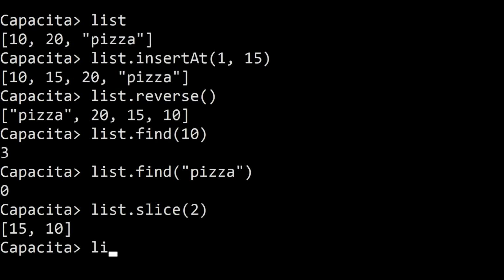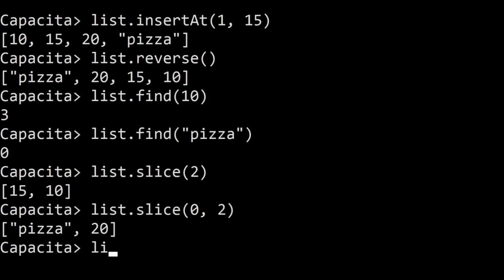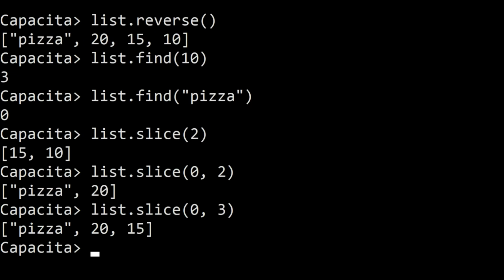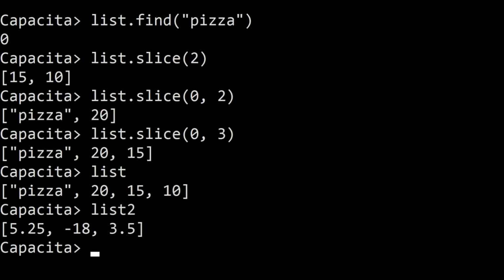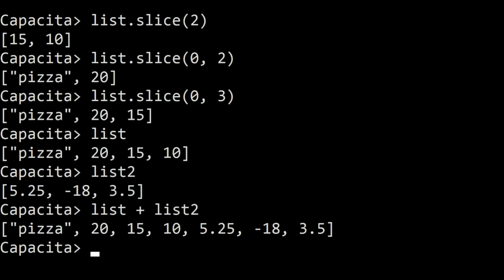Slice will chop off a list at a certain point, so using one argument will slice to the end of the list, but if you want to cut it off before the end, you use 2 arguments to slice. Now let's look at these 2 lists and just concatenate them using plus. Very easy. Alright, sounds good. So let's move on to Conway's game of life.